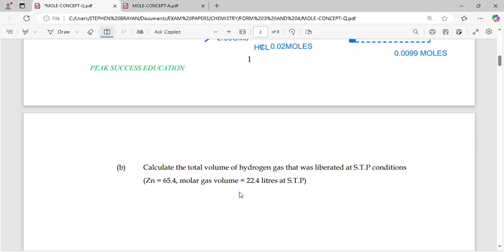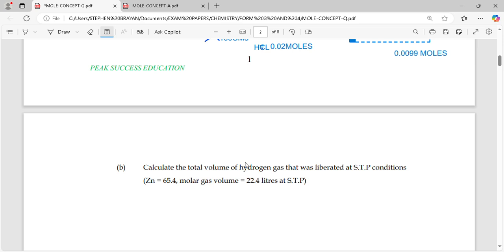So when you go to part B of this question, you are now asked to calculate the total volume of hydrogen gas liberated at STP. STP means standard temperature and pressure conditions. And then you've been given, already we used the RFM of zinc, but we've not used this molar gas volume, which is 22.4 liters at STP. So you are expected to get the volume of hydrogen gas at STP.